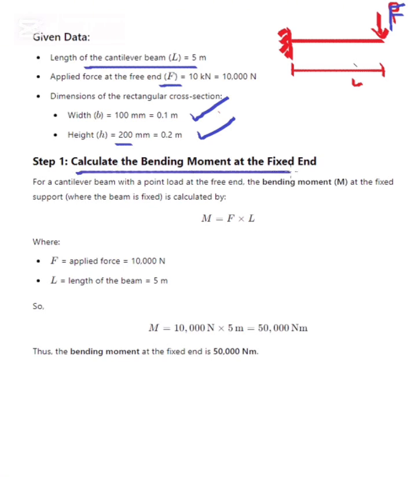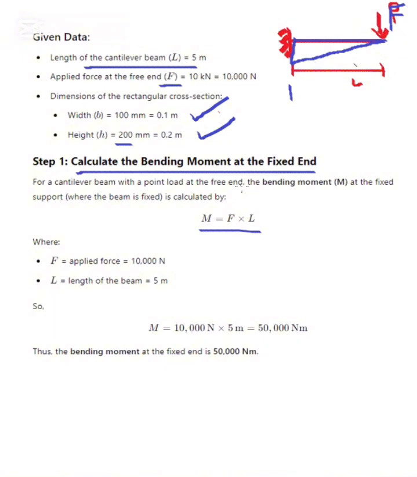First step is to calculate the bending moment at the fixed end. So we have to calculate the bending moment at this fixed end. So this is the force F into distance, so it will vary the bending moment. This is the bending moment diagram. So the maximum moment is F into L.